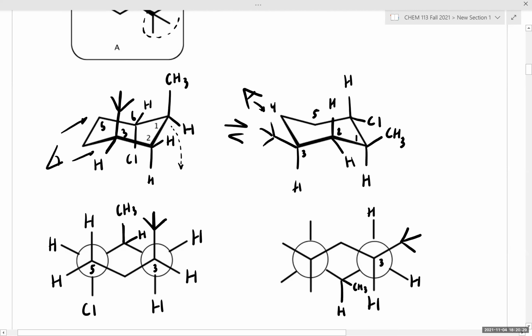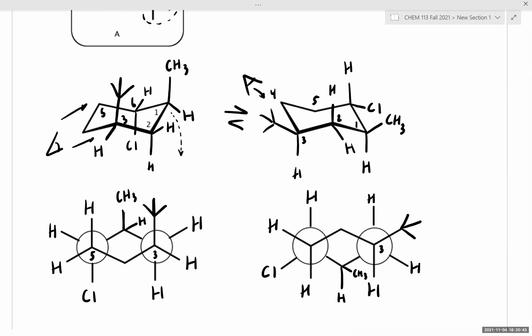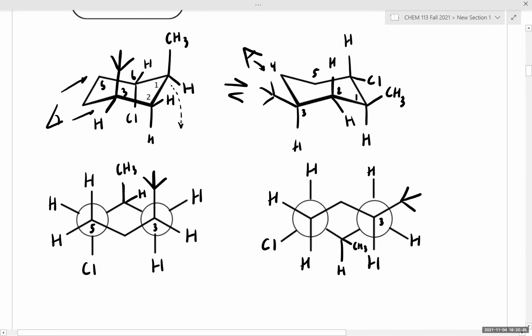Okay. Carbon 6, we have the chlorine in an equatorial position, the hydrogen's axial. Carbon 5, we just have hydrogens. So we've effectively filled in our 2 chair conformations and the Newman projections for structure A. Does this make sense to everyone so far? Any questions so far?